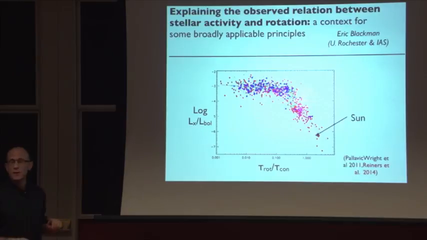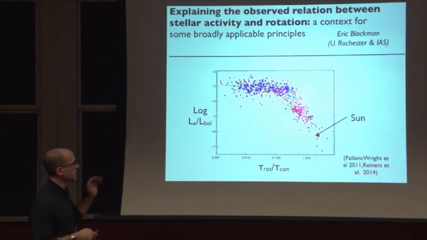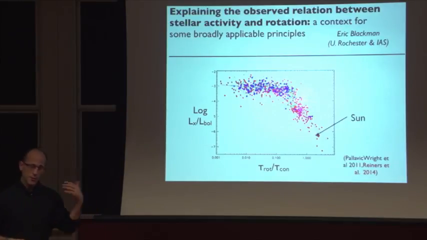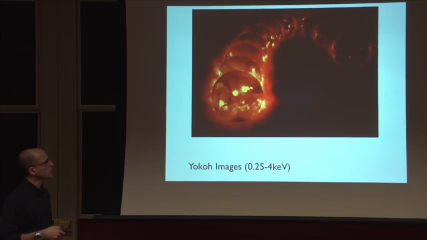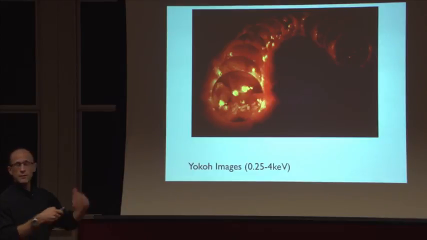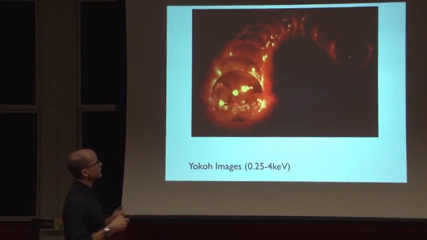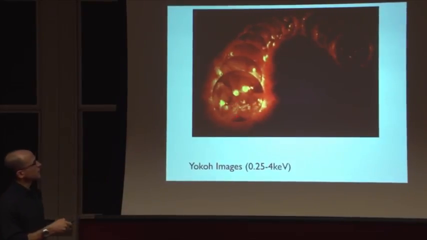To get to the explanation, or at least a plausible explanation, I need to take you on a kind of tour through what activity is. I'll begin with the Sun. This is an X-ray image of the Sun through the cycle period. Over an 11-year period, the Sun wanes in X-rays and then revamps in X-rays.